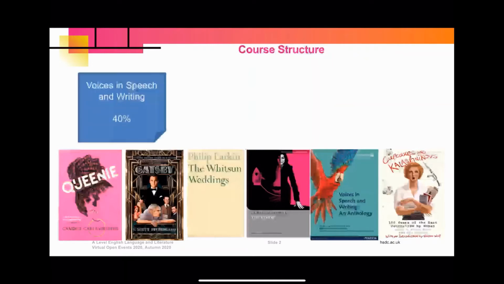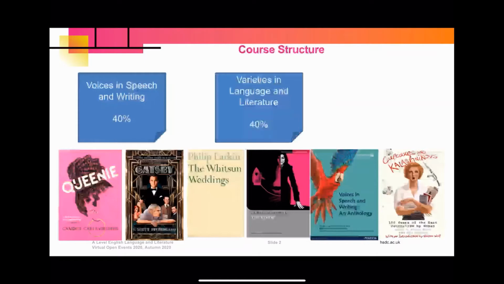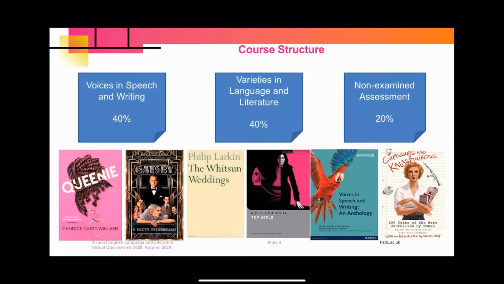The first part is Voices in Speech and Writing, and it accounts for 40% of the course. Varieties in Language and Literature accounts for the next 40% of the course. And the final 20% is non-examined assessment, or in old money, coursework.